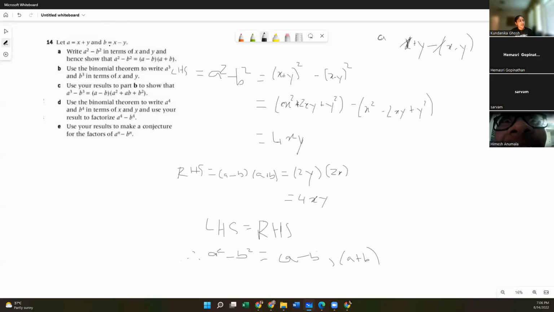And then a plus b is x plus y plus x minus y. Your x and x form 2x, plus y and minus y will cancel. So you have 2x. 2y times 2x is equivalent to 4xy. As we can show, left-hand side equals right-hand side. Therefore, a squared minus b squared, which is your left-hand side, equals a minus b into a plus b, which is your right-hand side. Good?